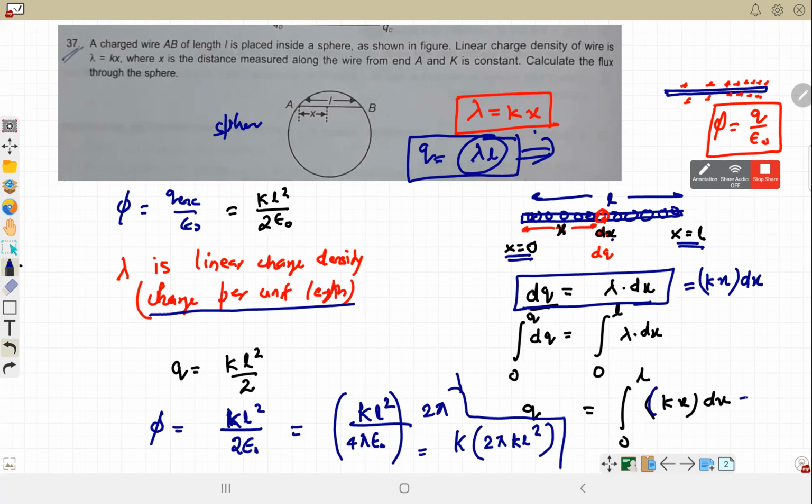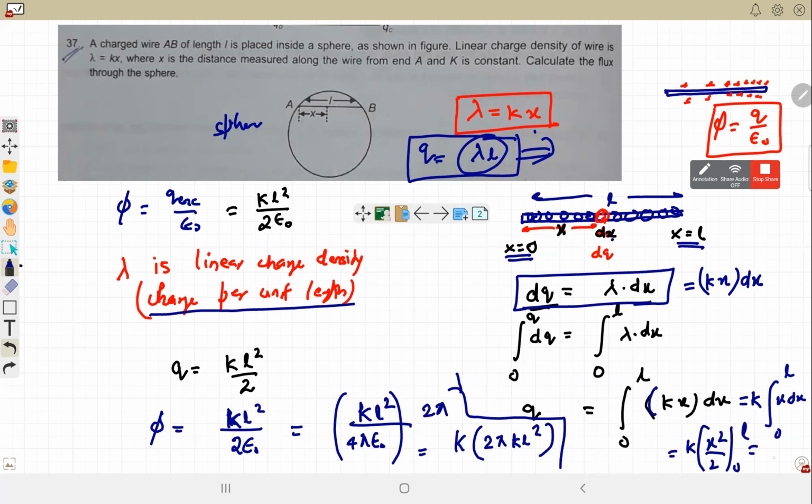Correct? Yes sir. k को बाहर निकाल लेते हैं. x का इंटीग्रेशन क्या होता है? X square by 2. X square by 2, and then apply the limit. So it becomes k L square by 2. We got the total charge on this rod as kL square by 2. इस चार्ज से हमें चार्ज मिल गया अंदर.